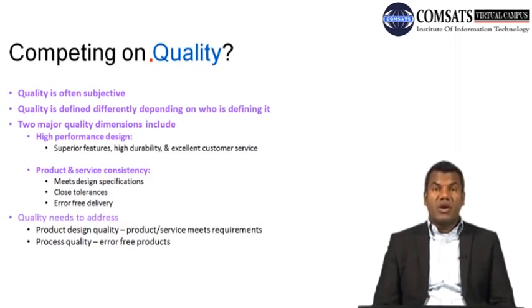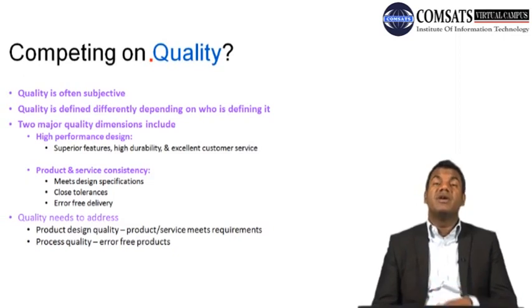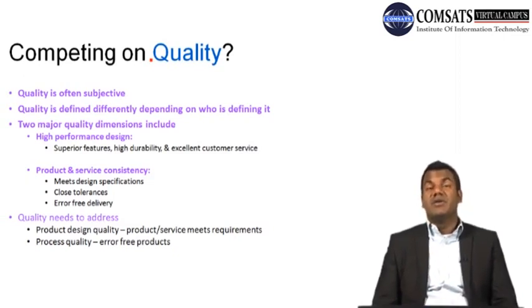Now what it is requiring is basically product design quality, product service meets requirements. And the second one is process quality, that is error-free products. That is one of the important points. So you have ensured quality in your products, and they are error-free. The more errors your product has, the more problems you will face. So it's better that we start with the quality perception, because yes, we need to minimize the cost, we need to deliver it on time, but let's not forget that you cannot compromise with quality.